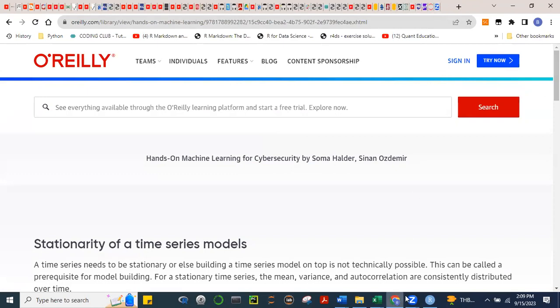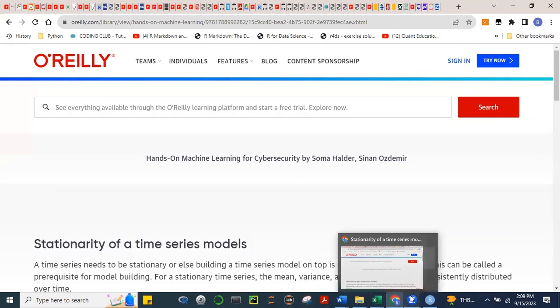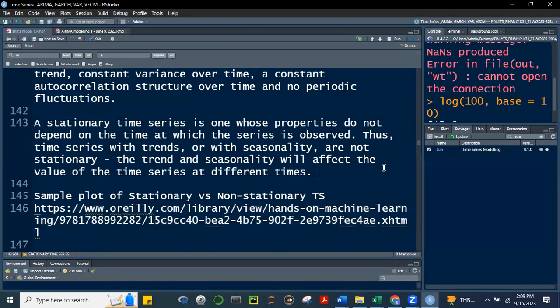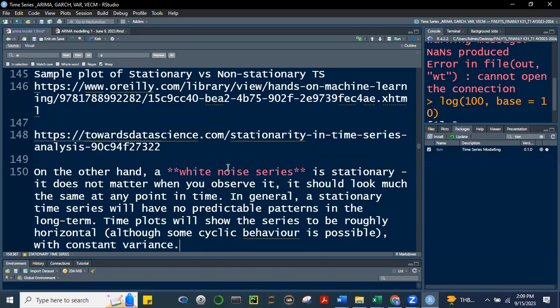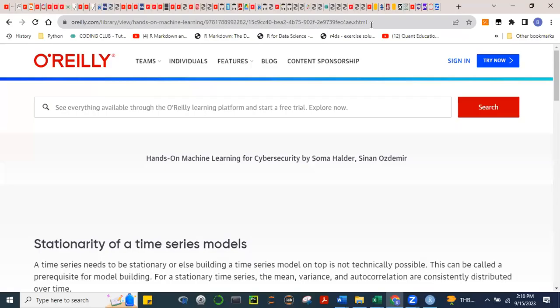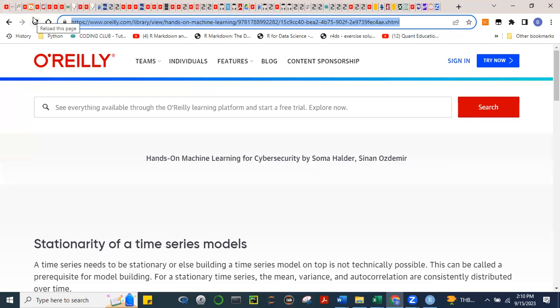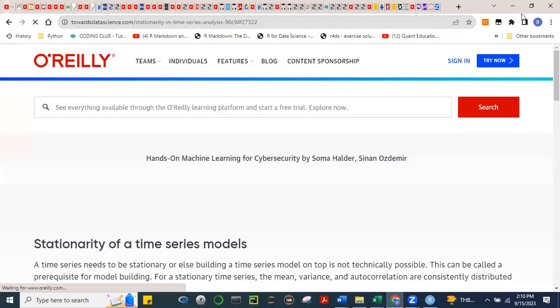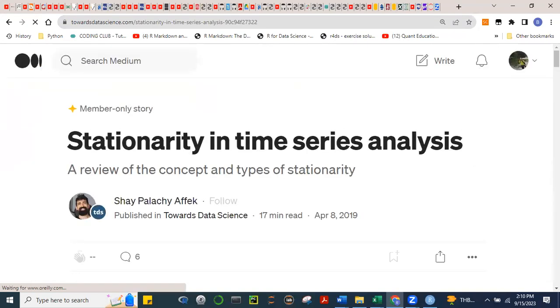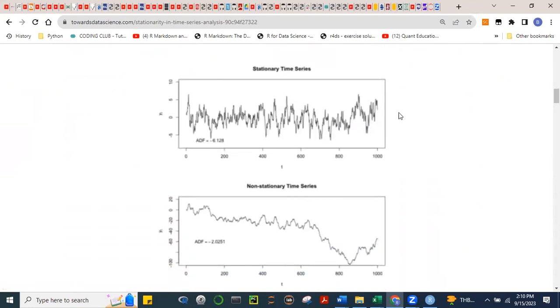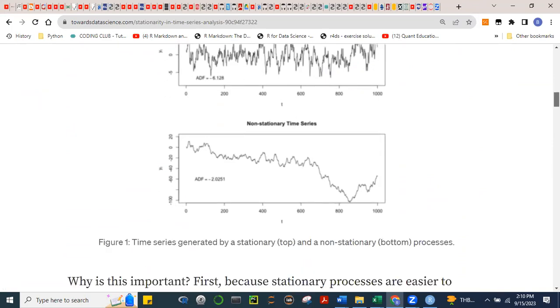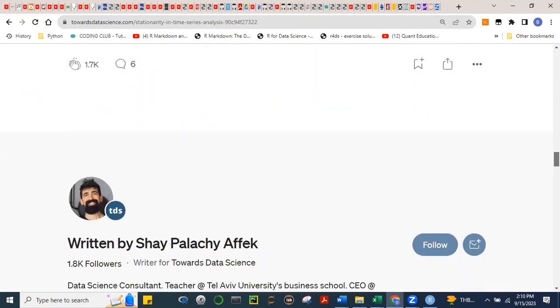All right. Okay, let me go back to my, where's my R? Okay, this is also another discussion here. Let me open this also. Control C, and then let me open this reference. Okay, stationary and time series analysis. You can see here a stationary time series, a non-stationary time series.